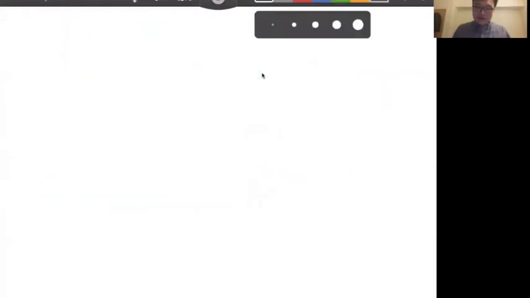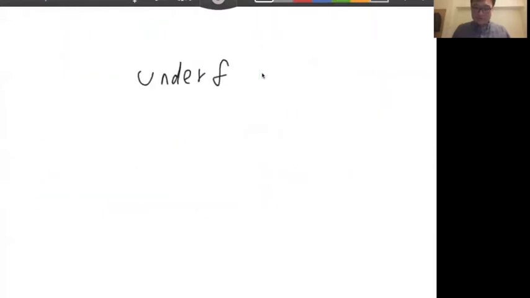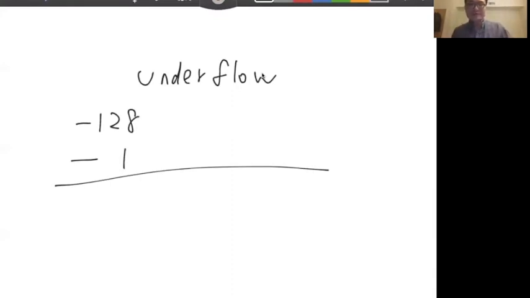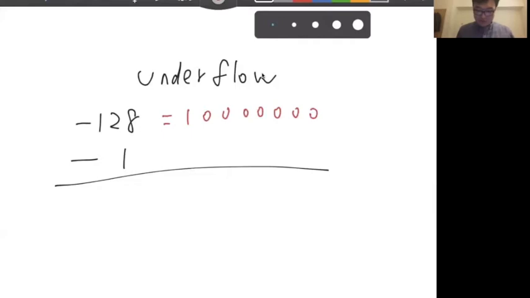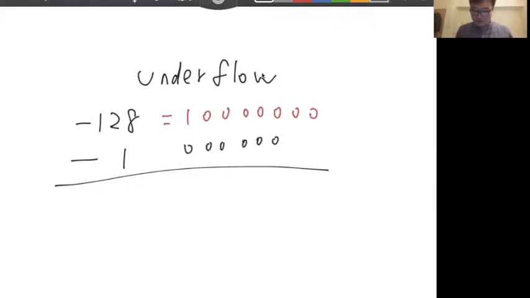The same thing happens for underflow. Underflow means if you have a really, really small number, okay, negative 128, then you try to minus 1. So what happens? 128 is actually equal to 1, 0, 0, 0, 0, 0, 0, 0. Okay, so if we do minus 1, it will become 0, 1, 1, 1, 1, 1, 1, 1, right?